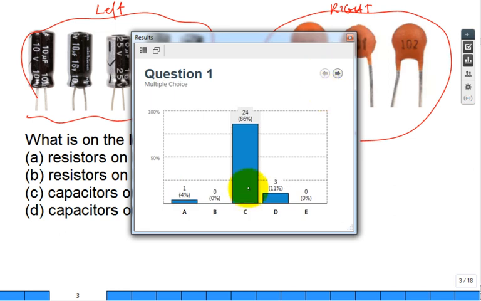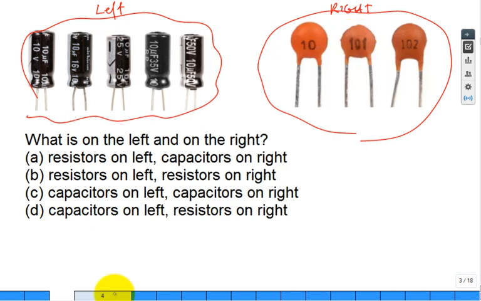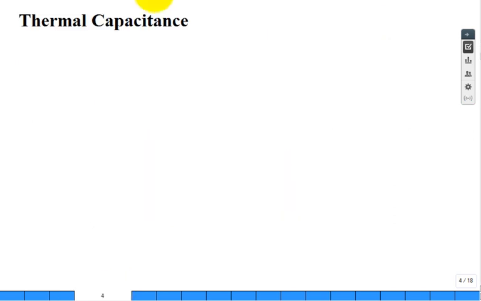They're all capacitors. Capacitors on the left, capacitors on the right. So now we want to talk about a thermal capacitance. The analogy is you take an object. The temperature of the object is going to change as a function of time. And we're not interested in the temperature within the object.